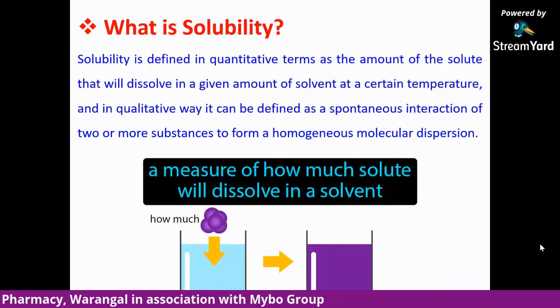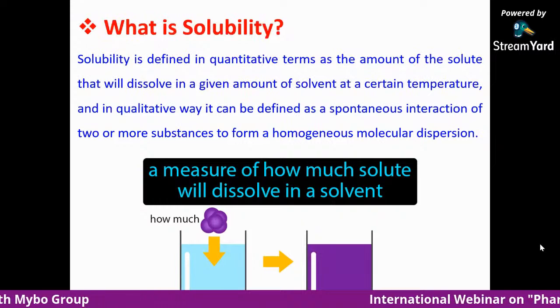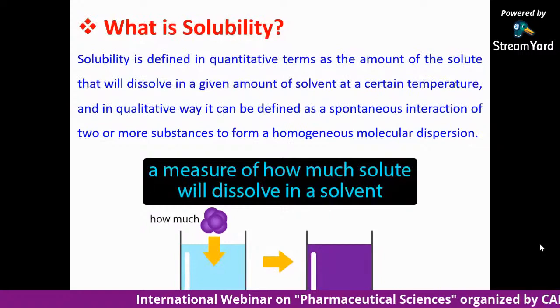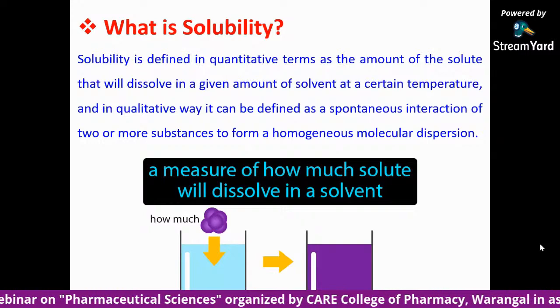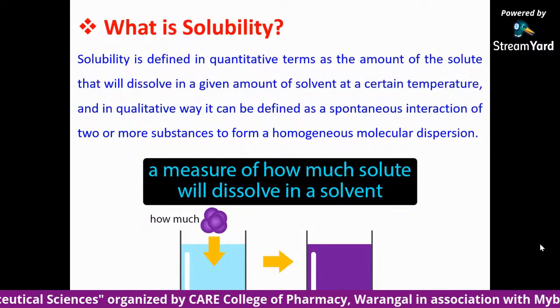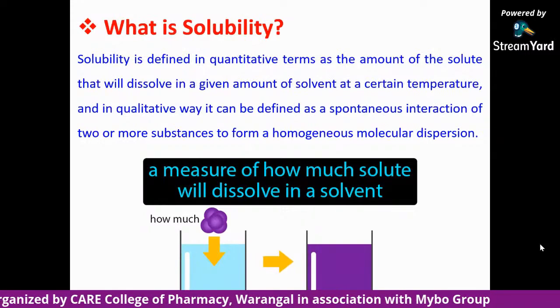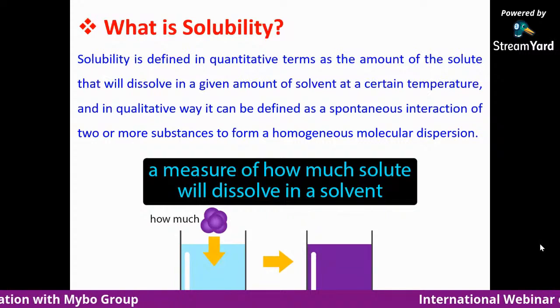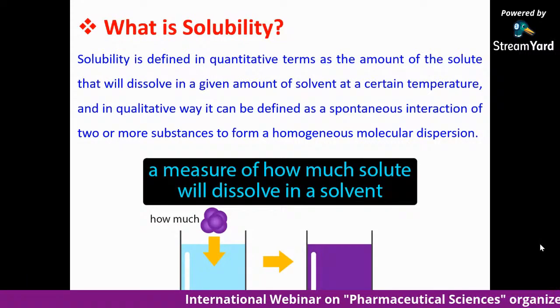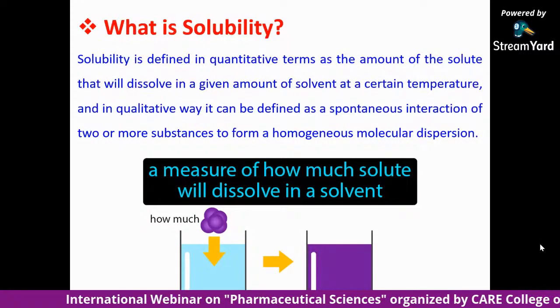Okay, let's start with solubility. What is solubility? Solubility is defined in quantitative terms as the amount of the solute that will dissolve in a given amount of solvent at a certain temperature. And in qualitative terms, it can be defined as a spontaneous interaction of two or more substances to form a homogeneous molecular dispersion. As we can see from the image, it is a measure of how much solute dissolves in a solvent.